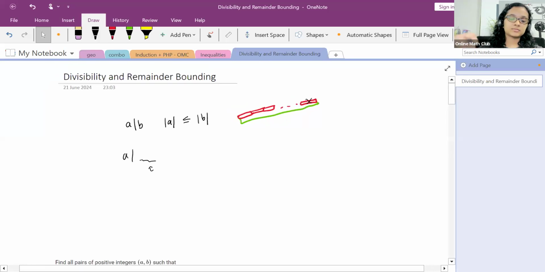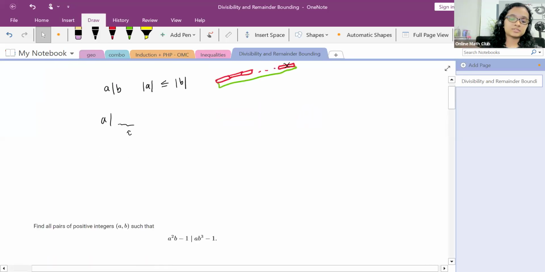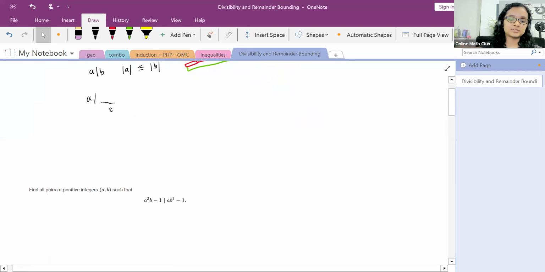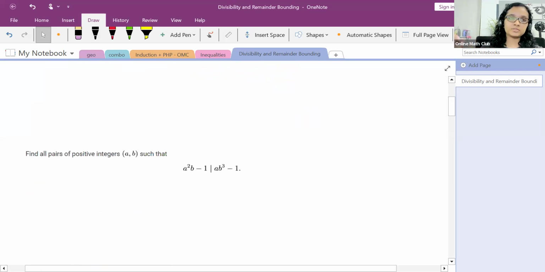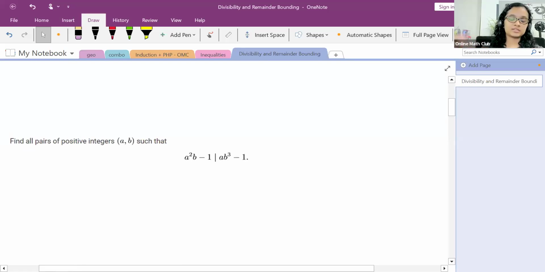So let's just start with a simple problem which uses this. This says that A squared B minus 1 divides A B cubed minus 1, and A and B are positive integers. So just try to use the ideas I said above and try to approach this problem. And if you have any ideas, you can say.